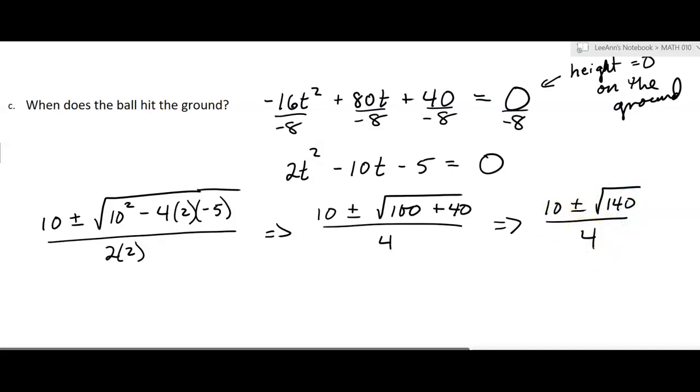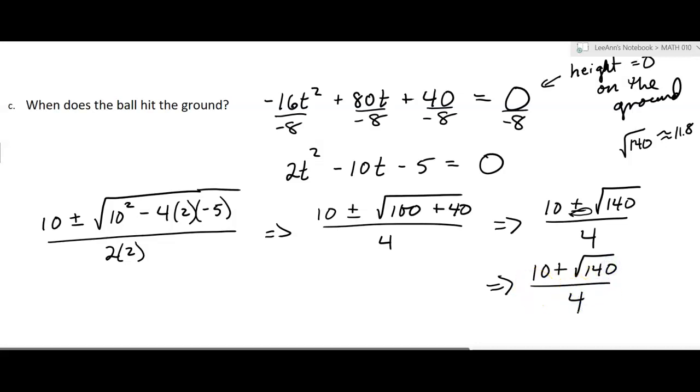Now, let's think about this a minute. What do we think the square root of 140 is? We can do that on a calculator real quick. Let's see what the square root of 140 is. It's 11.8. So the square root of 140 is about 11.8. That means I cannot take the negative case, because then I'd be having a negative time, and I'm not going to have a negative time. So 10 plus the square root of 140 over 4.